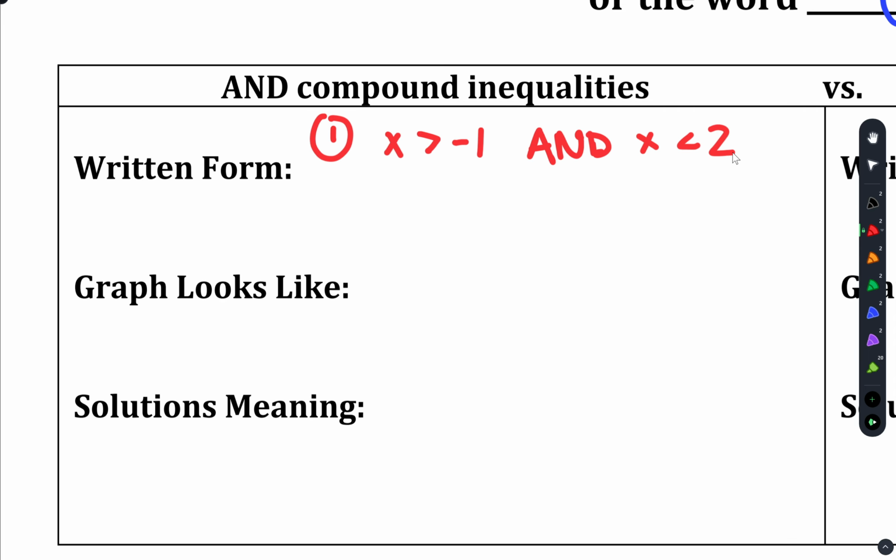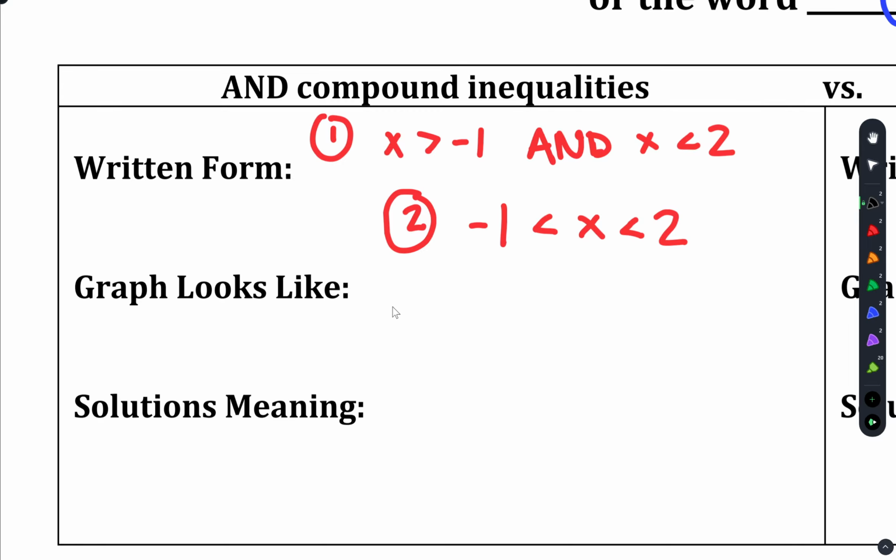This is something we can do only with "and" inequalities. We can also squish this together into one line, one compound inequality that looks like -1 is less than x is less than 2. So two correct options for how we write these inequalities.